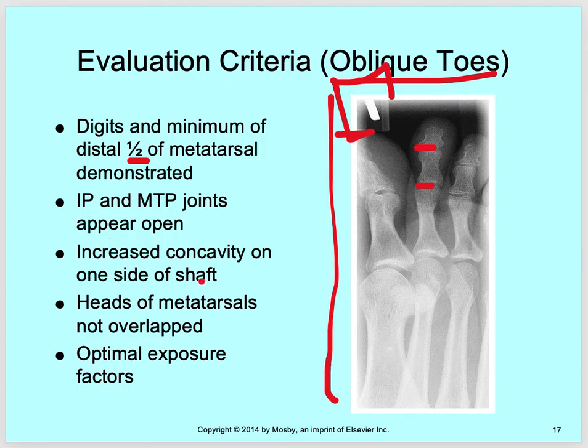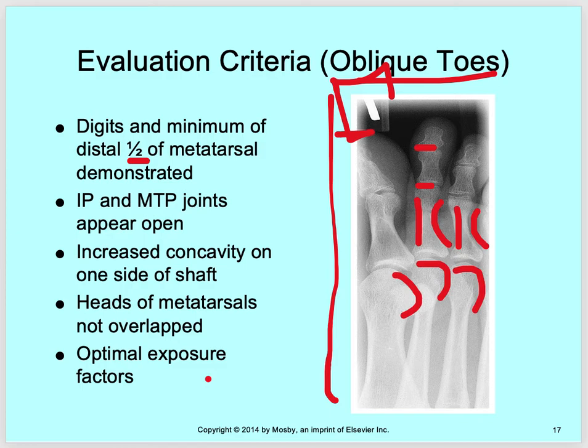Increased concavity on one side of the shaft, so you're seeing the concave here, and this is becoming more straight. Concave here, becoming more straight. So that's what you're looking for. And then heads of metatarsals are not overlapped. So your metatarsals here, the heads are not overlapped. You don't have too much rotation where they're starting to lay over top of one another.